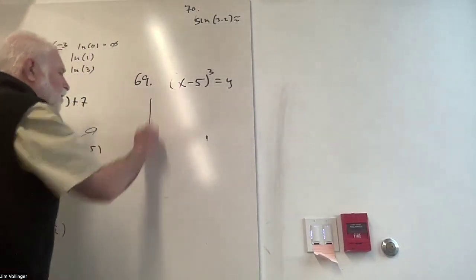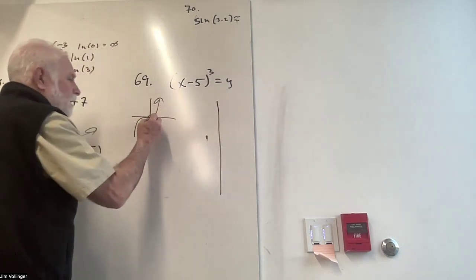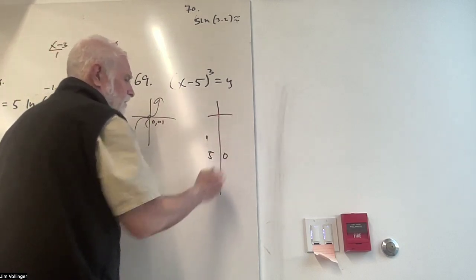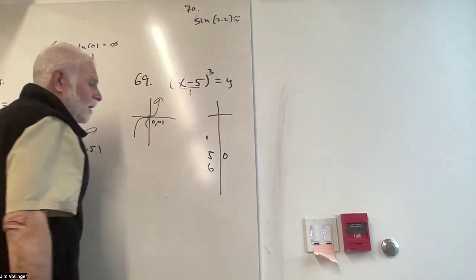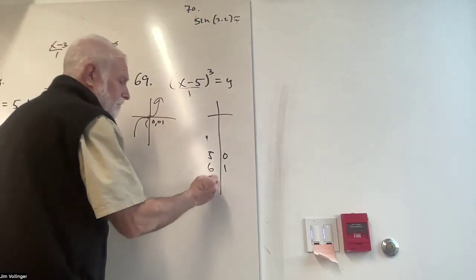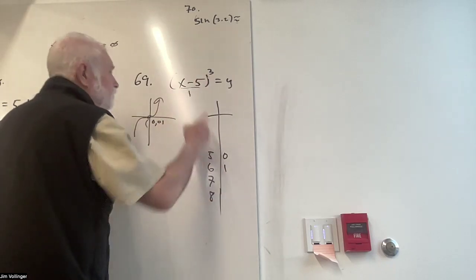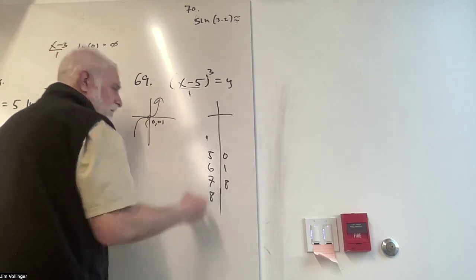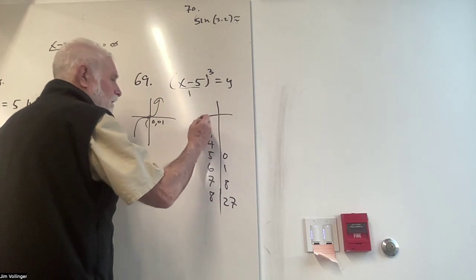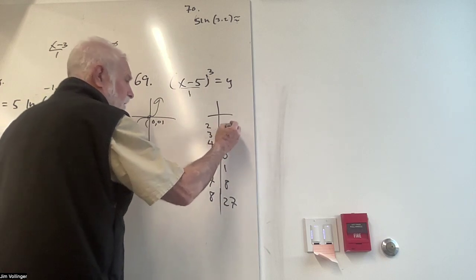So x minus 5 cubed, we know what x cubed looks like. It looks like that. So this is going to have a table value, not at 0, 0, but at 5, 0. So we've got 5 getting us 0. Then let's put a 6 in because this is over 1. 1 cubed is 1. Let's put a 7 in, and an 8 in. 2 cubed is 8. 3 cubed is 27. And in the other direction, 4, 3, 2, we're going to get minus 1, minus 8, minus 27.